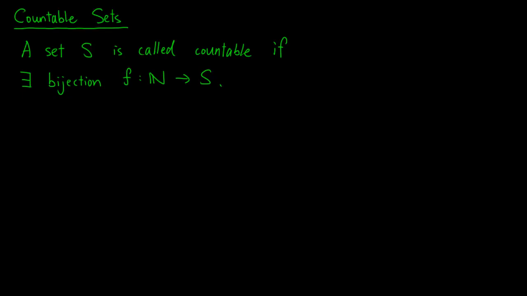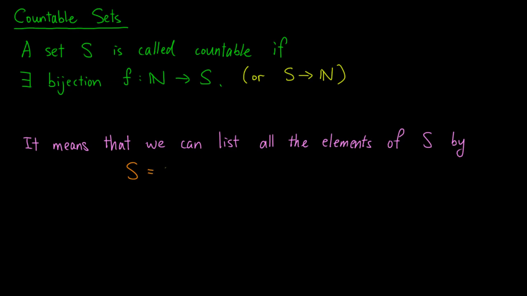In this last video of the series, we will talk about countable sets. A set S is countable if there exists a bijection f from the natural numbers to S, and since it is a bijection, its inverse exists, so it is the same as saying that we have a bijection f from S to the natural numbers. It means that we can list all the elements of S as S equals the elements S1, S2, and so on. So necessarily, if a set S is countable, then it must be an infinite set.